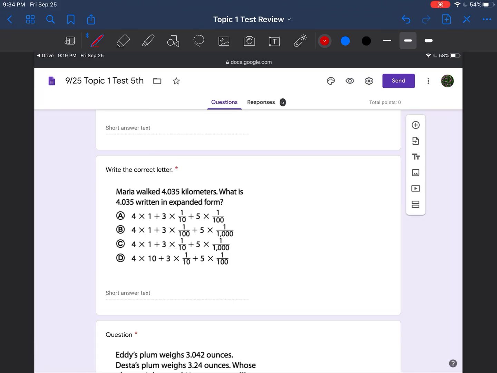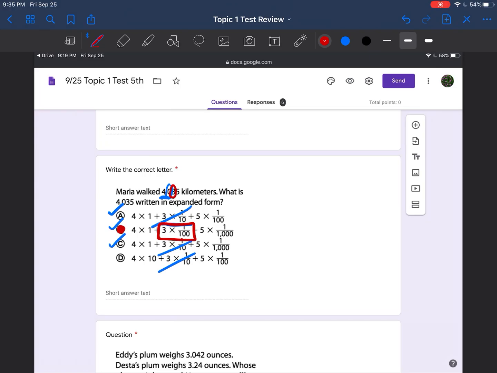The next one says Maria walked 4.35 kilometers. Okay, in expanded form, the 4 is in the ones place. So that, and that have 4 in the ones place. There is nothing in the tenths place. So they're saying 3 is in the tenths. That's wrong. This 3 is not in the tenths, and this 3 is not in the tenths. The 3 actually, I can see, is in the hundredths. So the only one that shows 3 times 1/100th is option B.